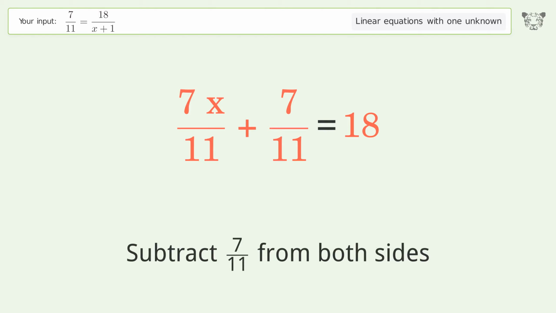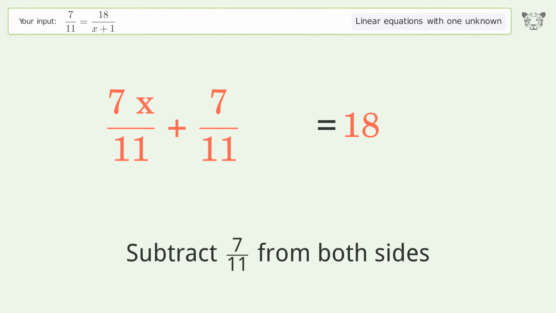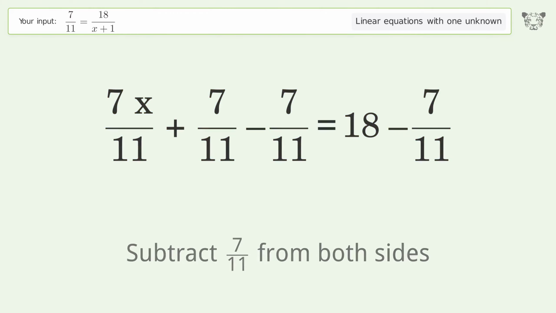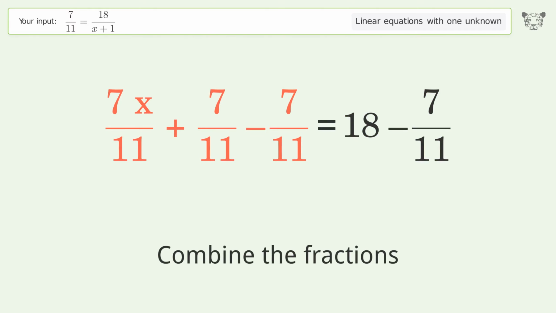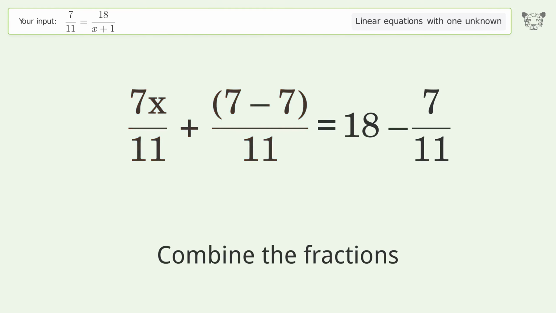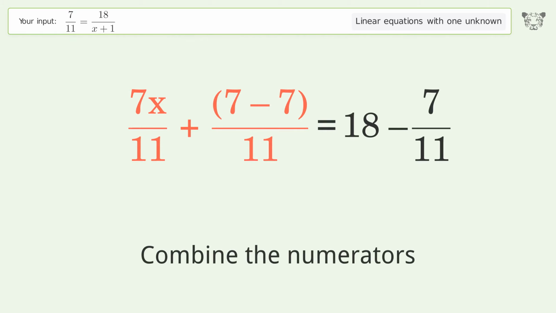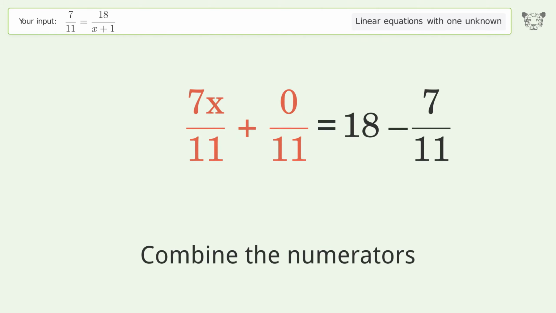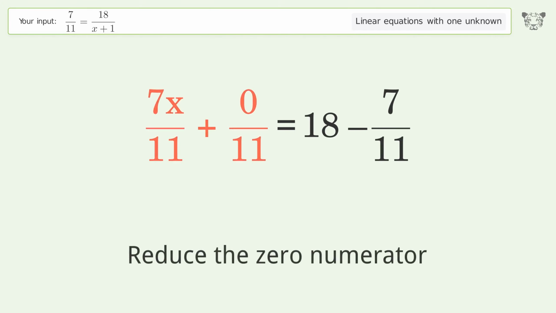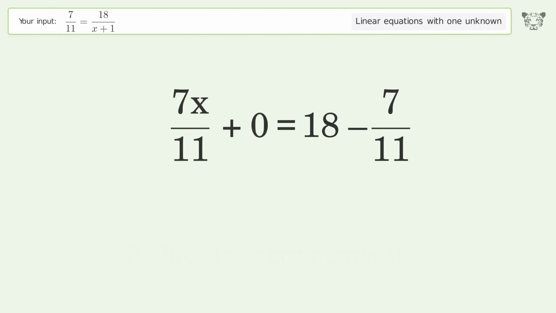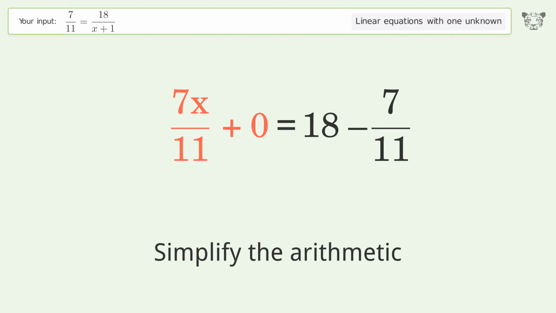Subtract 7/11 from both sides. Combine the fractions. Combine the numerators. Reduce the zero numerator. Simplify the arithmetic.